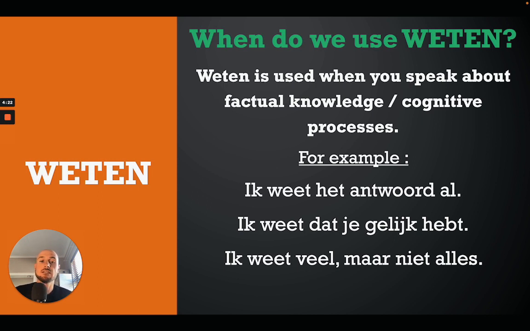Of ik weet dat je gelijk hebt. I know that you are right. Okay, this is ik weet. This is our main clause, and then you also have your subordinate clause. Dat je gelijk hebt. Alright? Remember that one? We'll come back to this one in the next slide. Ik weet veel, maar niet alles. I know a lot, but not everything. I know a lot of factual knowledge, but not everything. Alright? So this is when we will use weten.